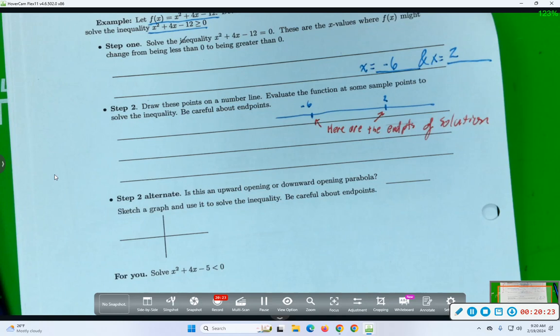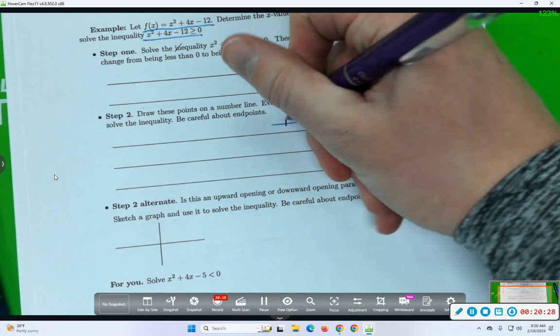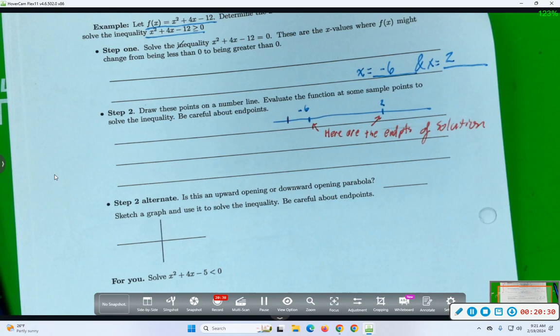So what does that mean? That means that if I can pick a single sample value to the left of -6 and see if the inequality is true at that sample value, I'll know what happens for all x values less than -6. So you can take a single sample value and it'll tell you everything. Give me a sample value less than -6. -8.